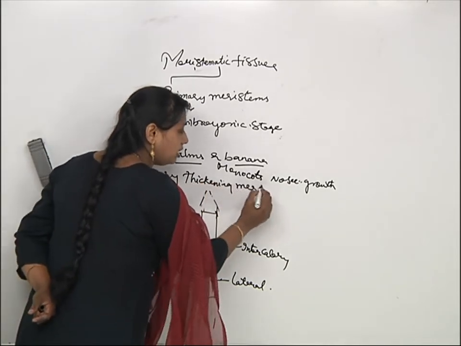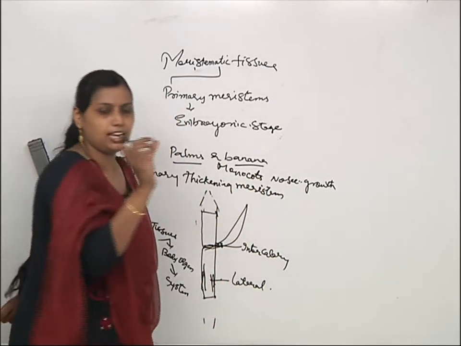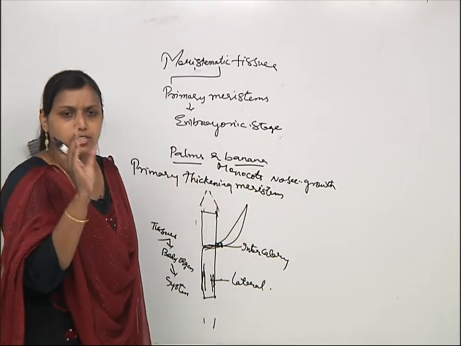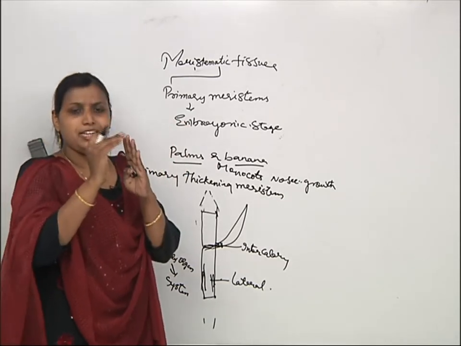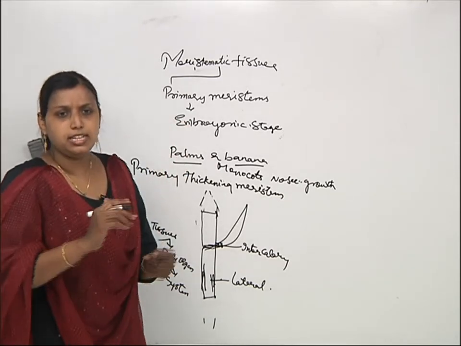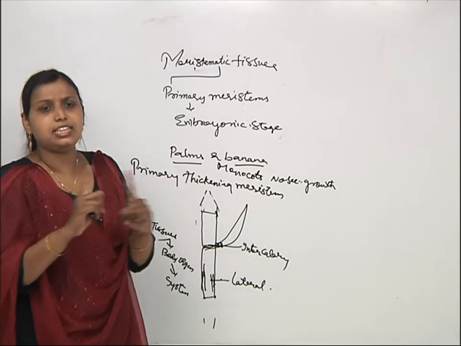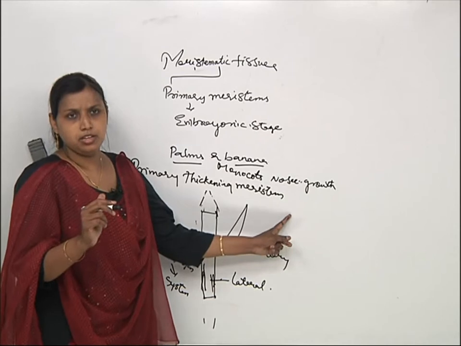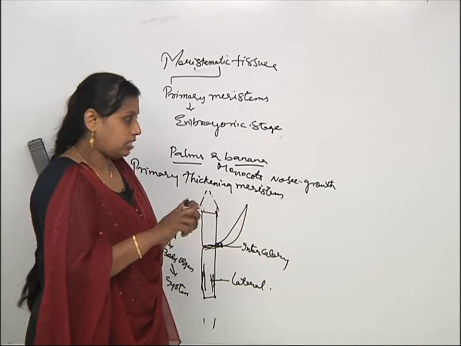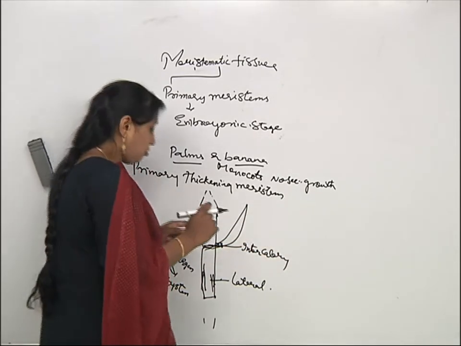Means what they do here, they will be helpful in multiplication where there is no secondary growth. They will go towards the initial stages, apical initials. They will multiply the cells and help in increasing the thickness of the tissue. Those are called primary thickening meristems. Okay, no? Next, one more you are having.